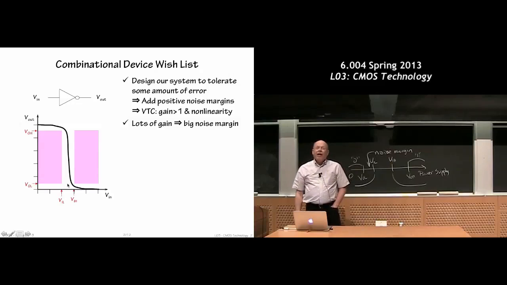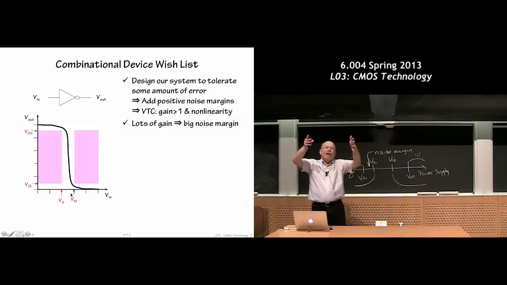So lots of gain means that we can basically move these two, VIL and VIH, closer and closer together, and that would allow us to create hopefully better and better noise margins.